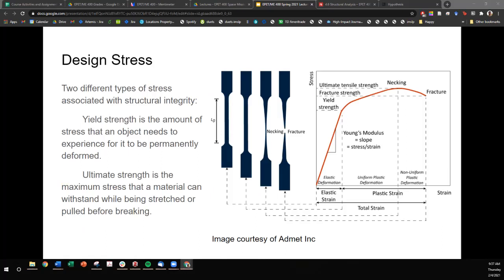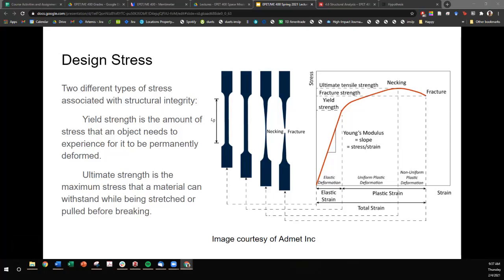Design stress is typically defined by a yield and an ultimate strength number associated with the material. There are 2 different types of stress. So yield stress is the amount of stress that an object needs to experience for it to be permanently deformed. And that would be this picture right here. Ultimate stress is the maximum stress that a material can withstand while being stretched or pulled before breaking. So that's that final image here where there's a fracture.